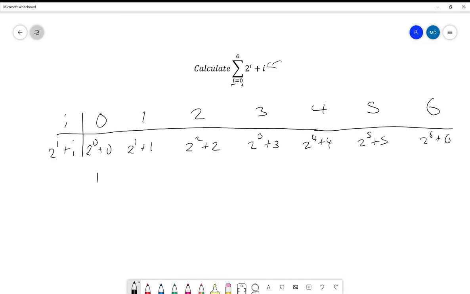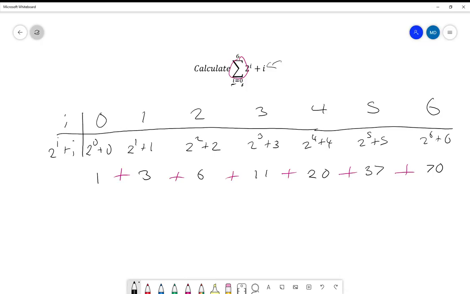This is going to be 1, this is going to be 3, this is going to be 6, 2 to the power of 3 is 8, 8 plus 3 is 11, 16 plus 4 is 20, 2 to the power of 5 is 32, plus 5 is 37, 2 to the power of 6 is 64, plus 6 is 70. And then we need to do the sigma, and that just means add them all up.